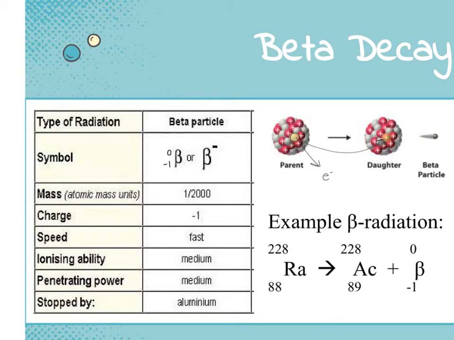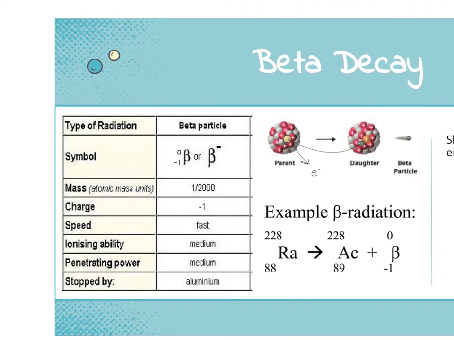Because it is the same mass as an electron, it's going to be a lot smaller than 1 AMU, 1 divided by 2,000 to be exact. It has a charge of -1, and it moves fast. It also has a medium ionizing ability and a medium penetrating power, and it can be stopped by aluminum. So that is a beta particle for you.